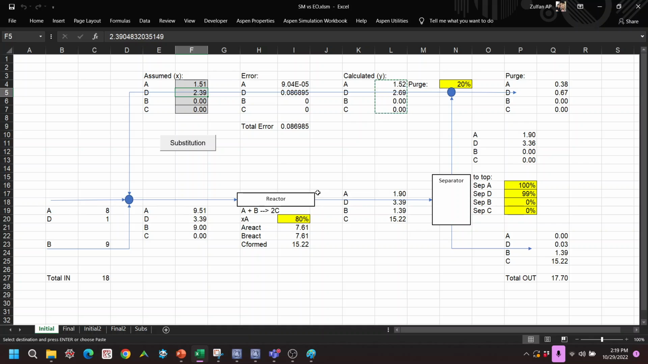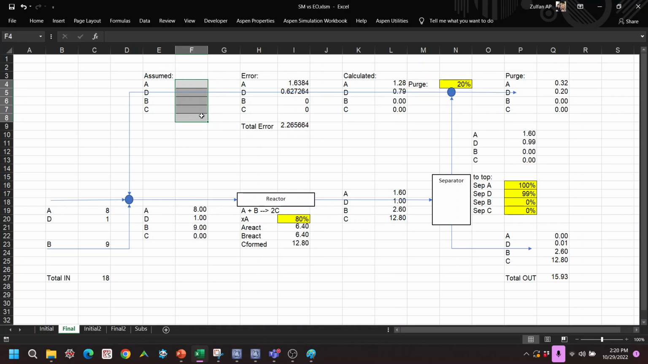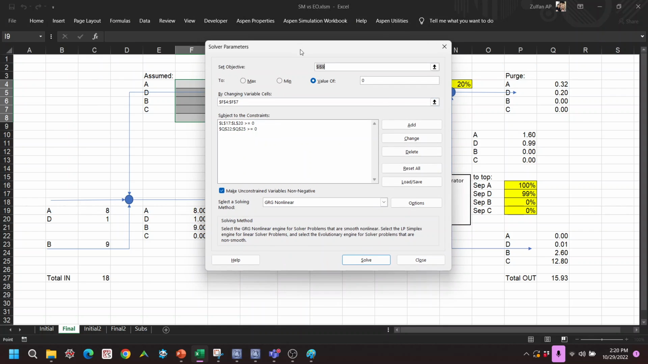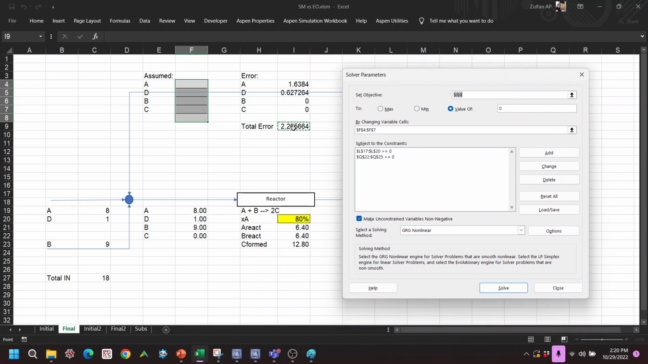And then how about the equation oriented? So the equation oriented is basically the same. I mean the same flow sheet, but it takes into account the whole calculation. The idea is that we try to minimize this as much as possible, not doing the calculations over and over again, but in one shot we try to minimize this. So I will remove this, and then I go to the solver like we did some time ago. So we want to minimize this total error by changing this assumed value, right?